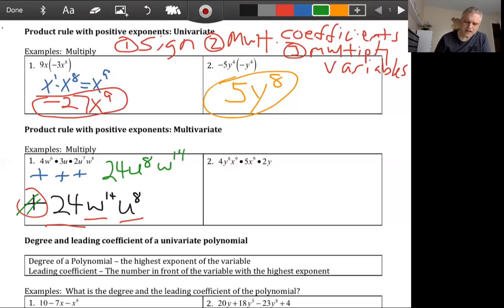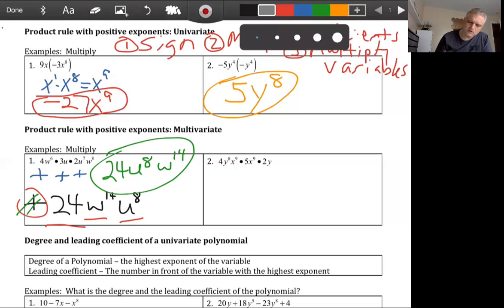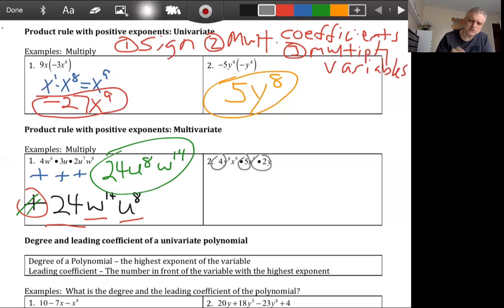Okay. Again, I like this answer. I like this answer. Okay. It's just one's a little more refined than the other. It's not that one is more or less correct than the other. Okay, so question 2. Step 1, what is the sign of my answer going to be? So again, positive times positive times positive, it's going to be positive.